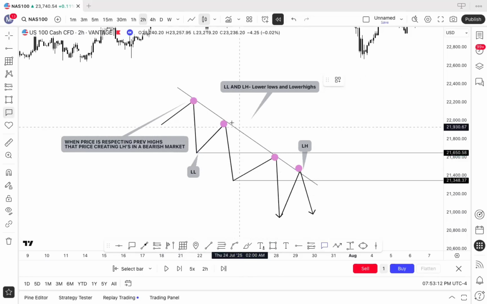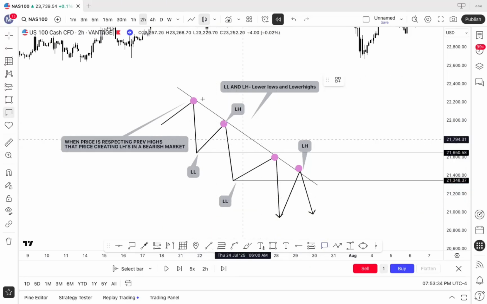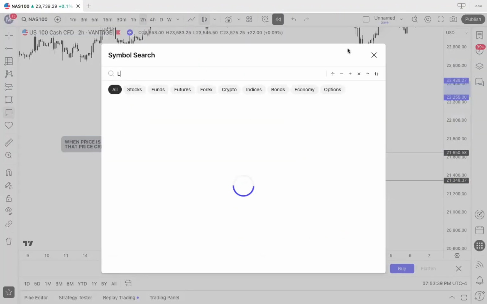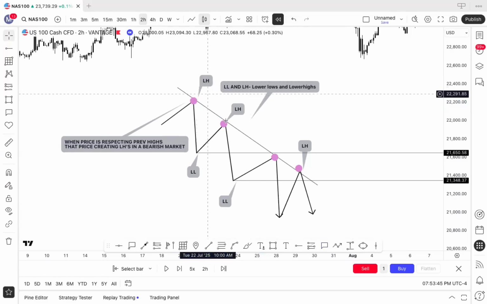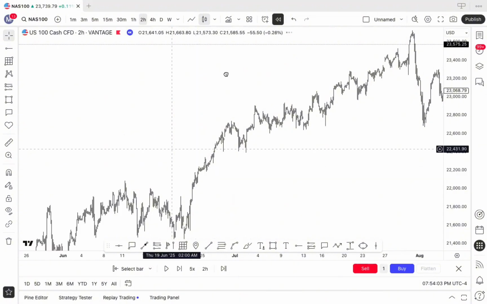And every time price creates a lower high, it needs to break the previous low that's created to create a lower low. How do you create a lower low if you're not breaking the previous low? You can't. So you need to break lows and you need to respect highs to ensure that each high that's created is lower than the previous high and each low that's created is lower than the previous low. And this represents bearish market structure. All right, that's simple. Now let's go onto the charts. Let's find some structure.